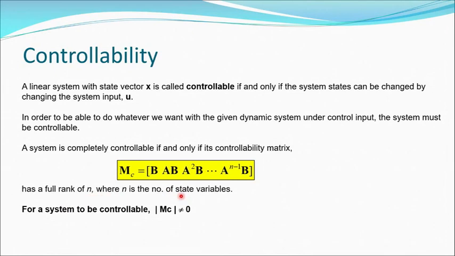If the rank of MC is equal to the number of state variables, it means that all the inputs are connected to the states and therefore the system is controllable. However, if the rank of MC is less than the number of state variables n, it means that some of the inputs are not connected with the states and therefore make the system uncontrollable.